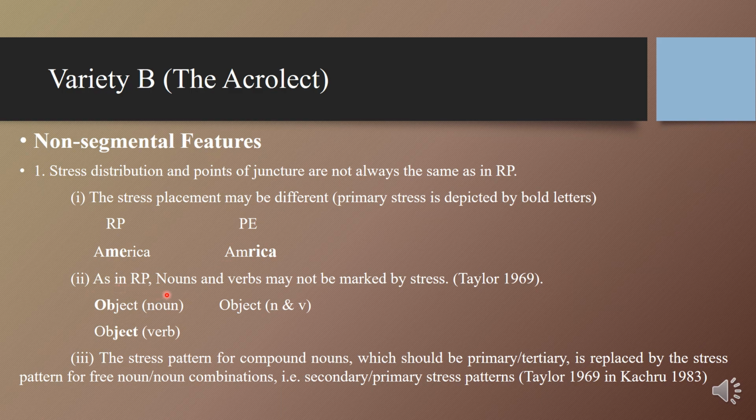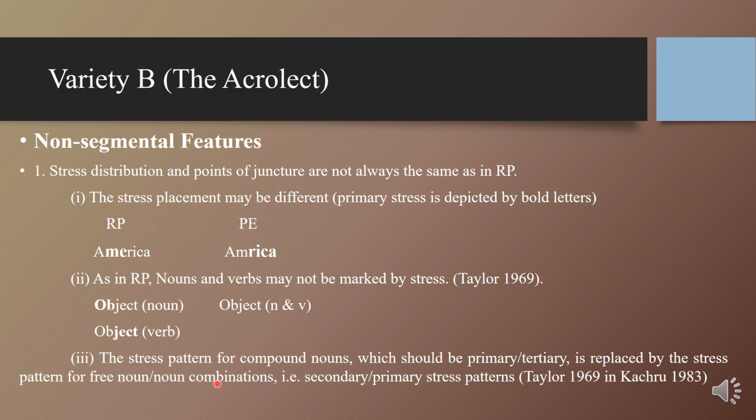As in received pronunciation, nouns and verbs may not be marked by stress. As you can see, noun and verb may be marked differently in RP, but in Pakistani English, both are the same, object. But in RP, that is object, used for the noun. When we talk about the verb, that is object, the stress will be on the last syllable.